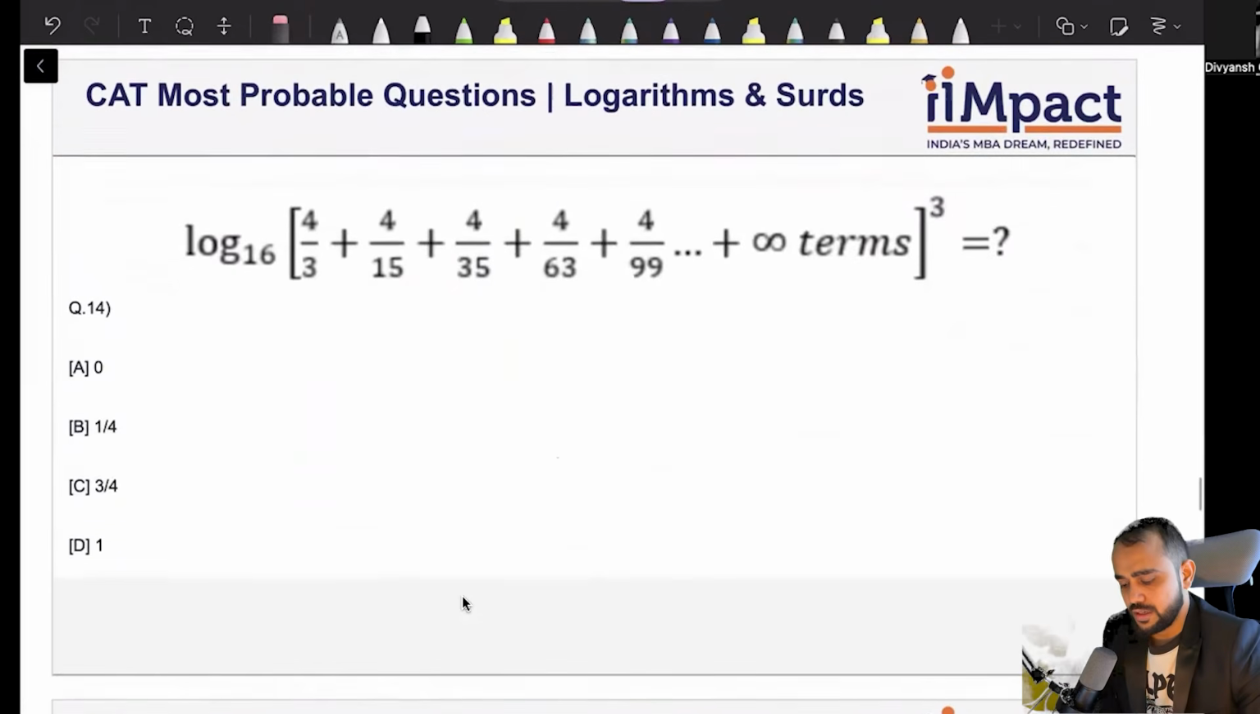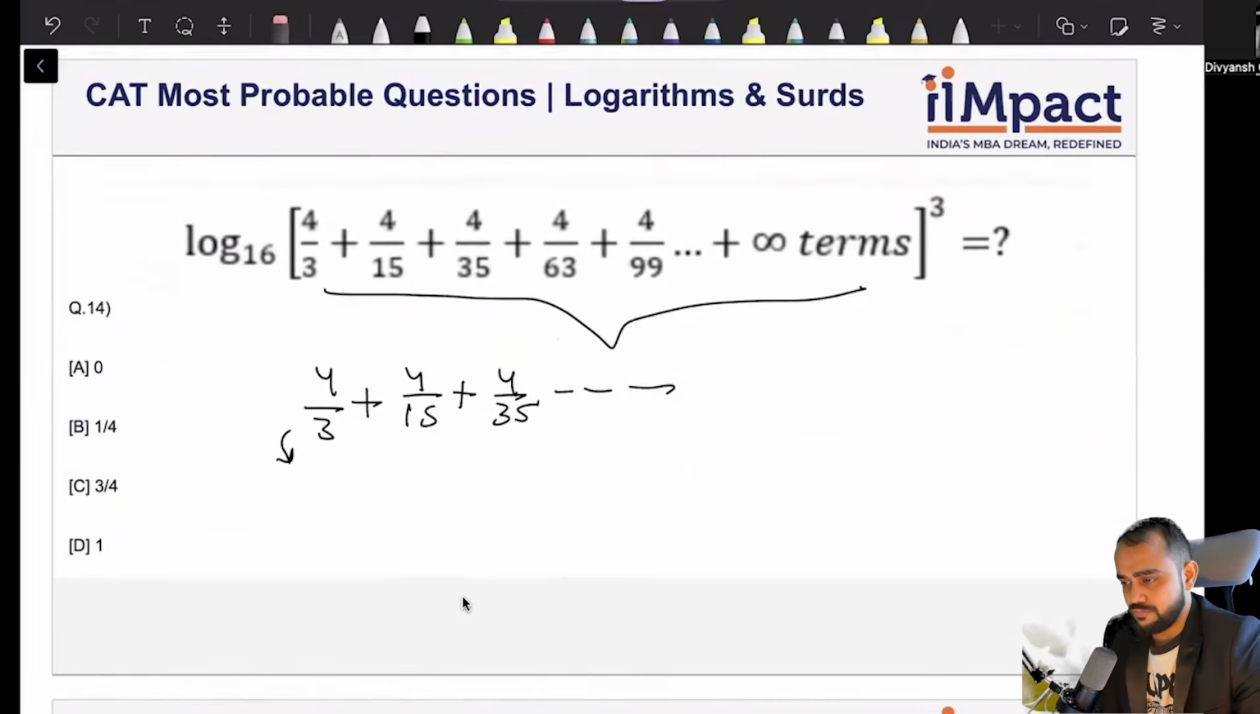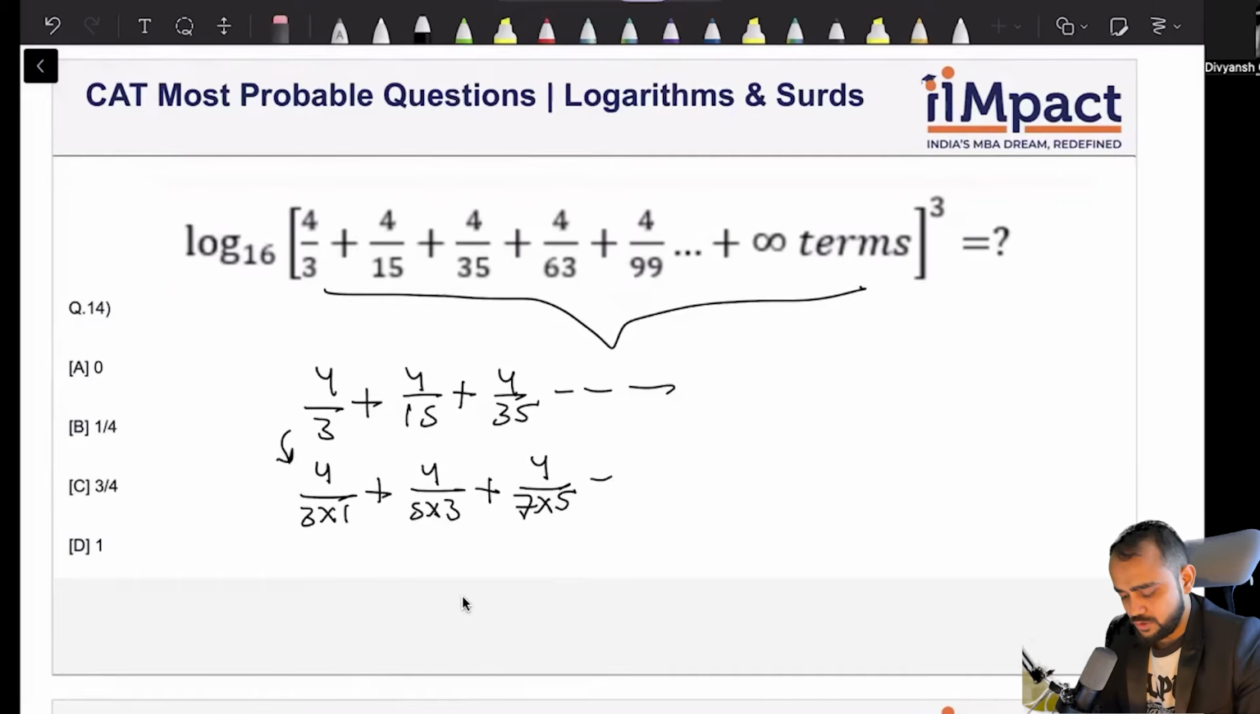All right, moving on. So we have log some expression to infinite terms to the base 16. So we should know that this sequence should sum out to be, this is an infinite sum right here. So let us first focus on this sum. So I have 4 by 3 plus 4 by 15 plus 4 by 35 and so on. If I write it in the factor format of denominator, I'll get 4 by 3 into 1 plus 4 by 5 into 3 plus 4 by 7 into 5 and so on.